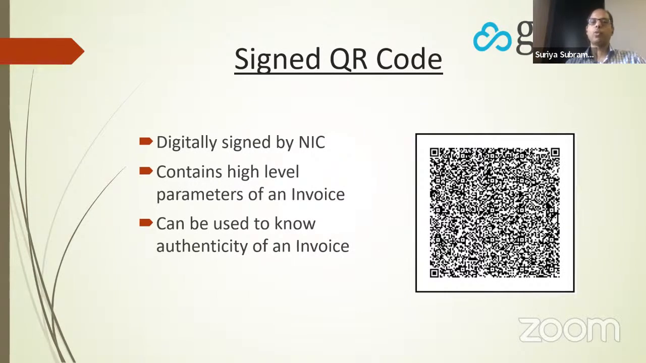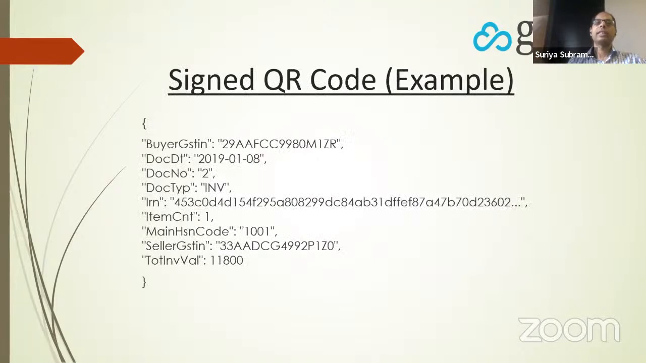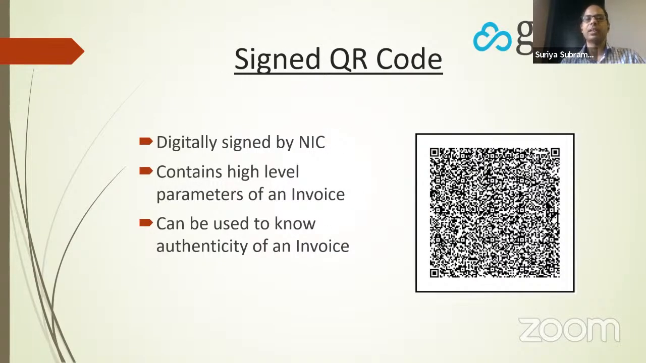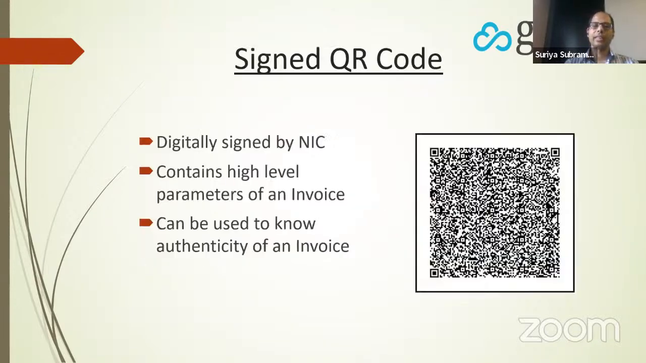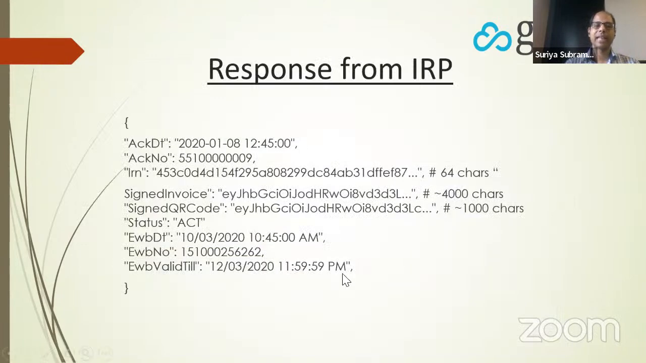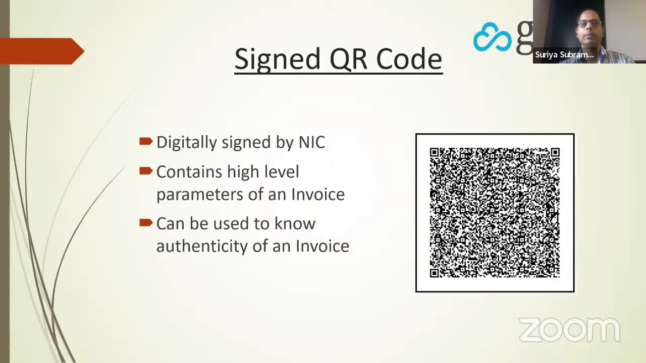Let me decode and show you what are the contents of this invoice. So this is the signed QR code in this picture. Here are the details. So it has a buyer GST number, the document date, document number, the document type, IRN or the invoice reference number, item count, that there is only one item in this invoice, the main HSN code 1001, the seller GST number, the total invoice value, and so on. So these are the details that are encoded in this picture, and this picture contains these characters, these approximately 1000 characters long. So this is what is there as a QR code.